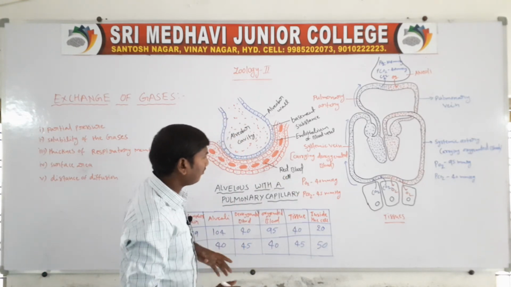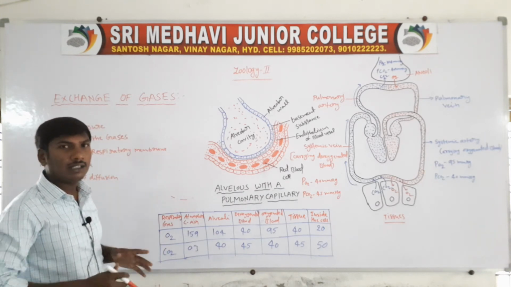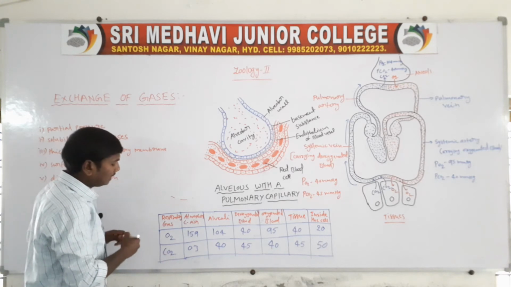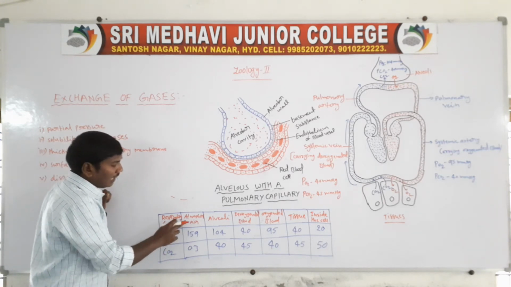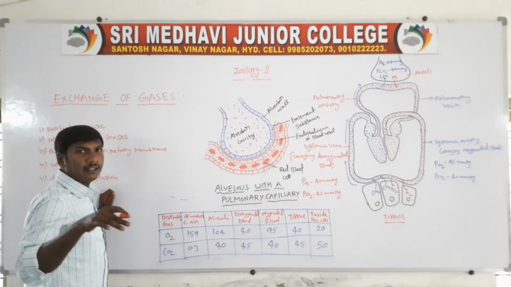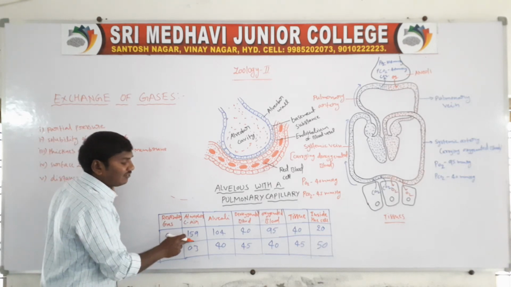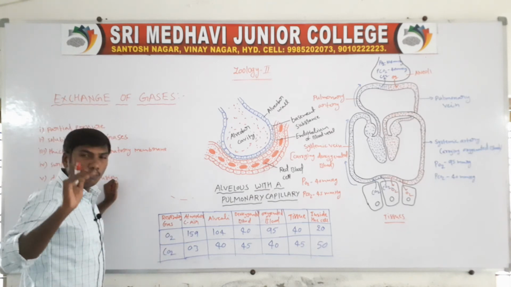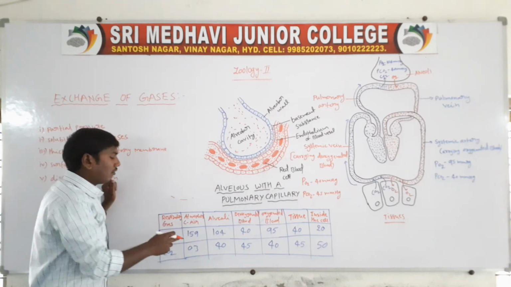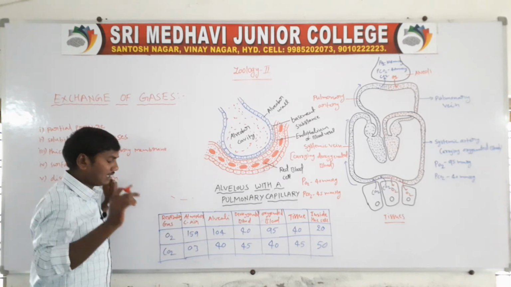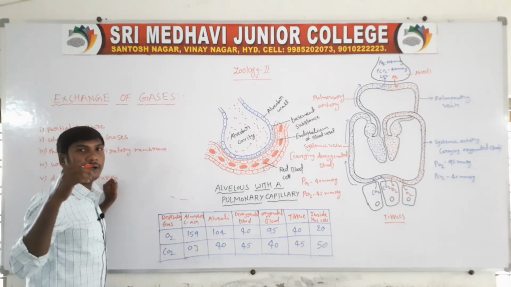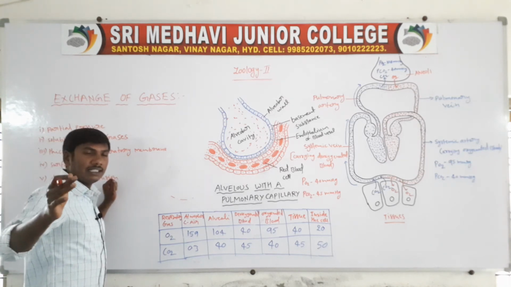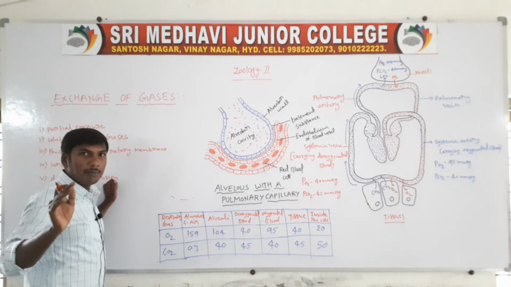Next, we discuss the pressures of the respiratory gases, oxygen and carbon dioxide, in different areas. In the atmospheric air, the O2 pressure is 159 mmHg and the CO2 pressure is 0.3 mmHg.